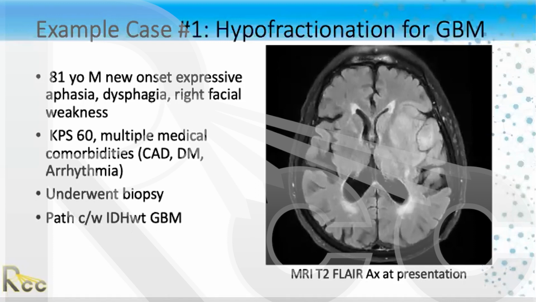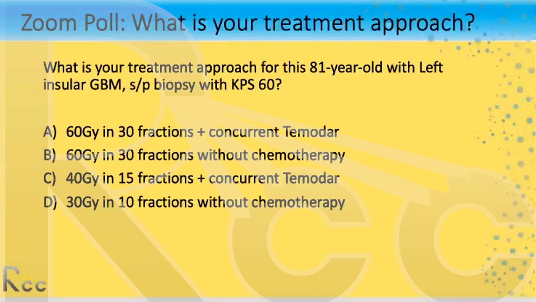So here, another question, mostly just for discussion and provocation: what would be your treatment approach for this patient if you were treating this patient in your clinic? And this somewhat speaks to the discussion that was put forth before about the variety of options, and when do you decide to hypofractionate?